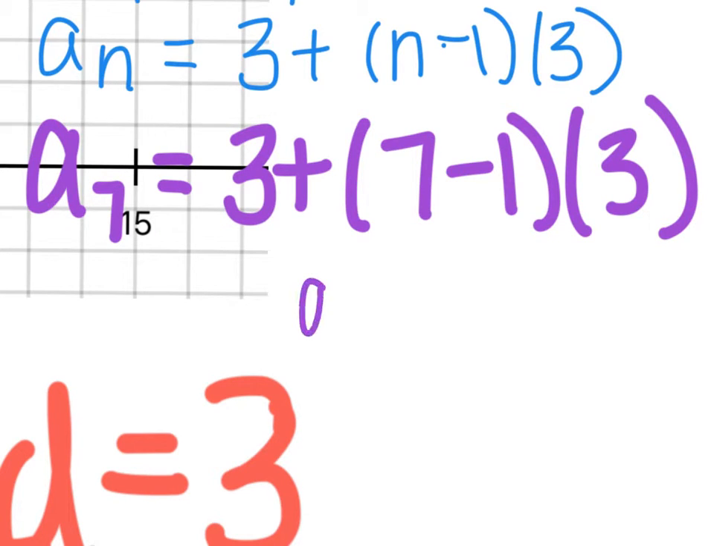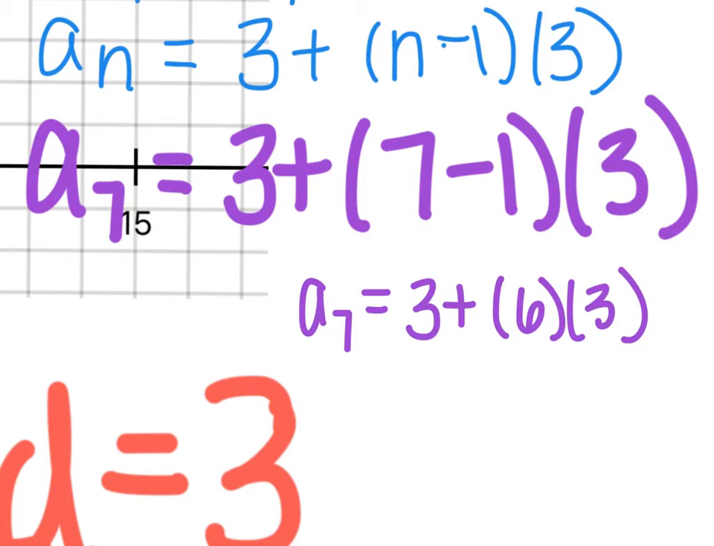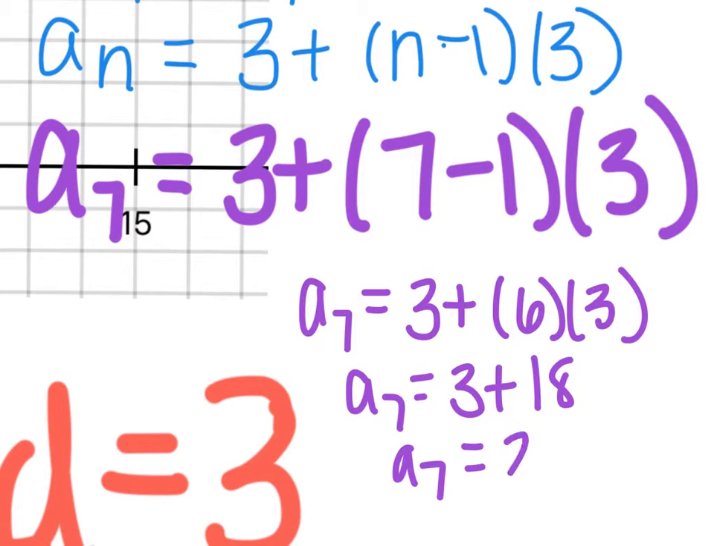And I can simplify, so a sub 7 equals 3 plus 7 minus 1, which is 6, times 3. So a sub 7 equals 3 plus 6 times 3, which is 18. And 3 plus 18 is going to be 21. So I would get that a sub 7 equals 21, and that would be my 7th term.